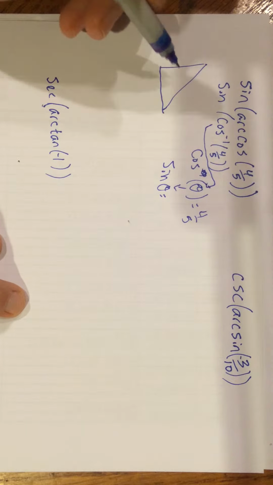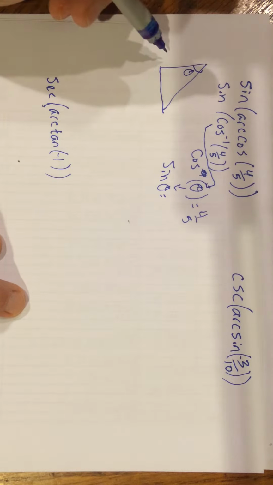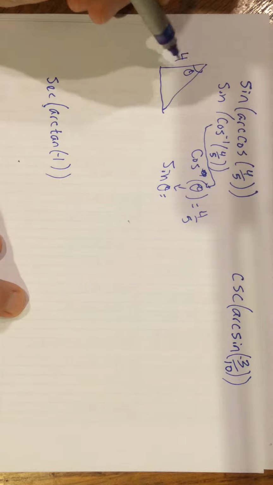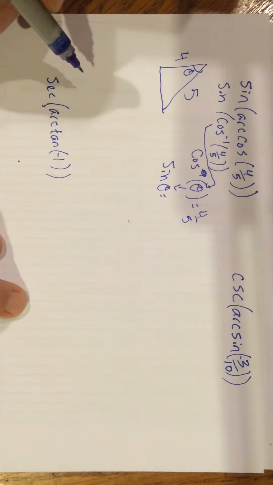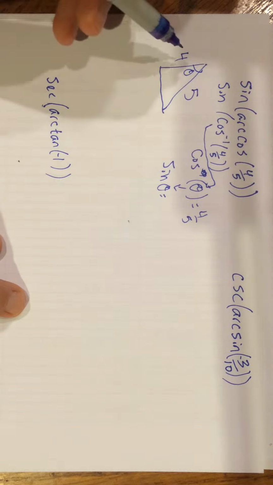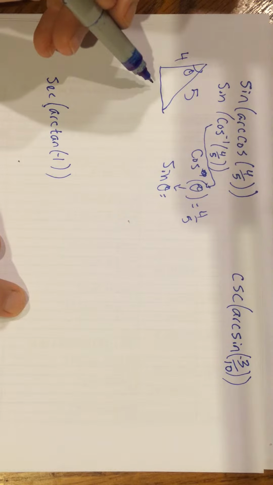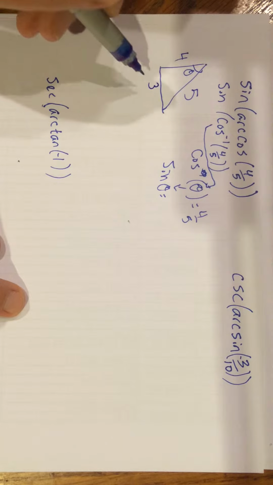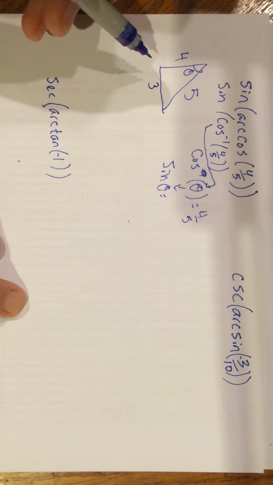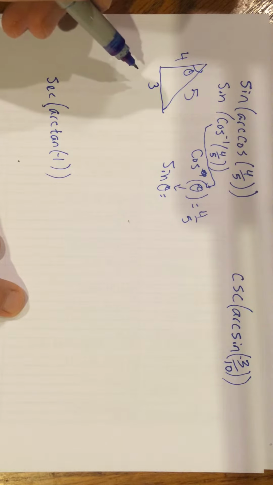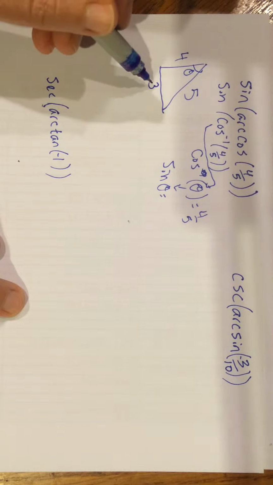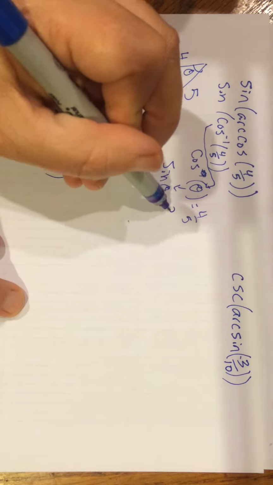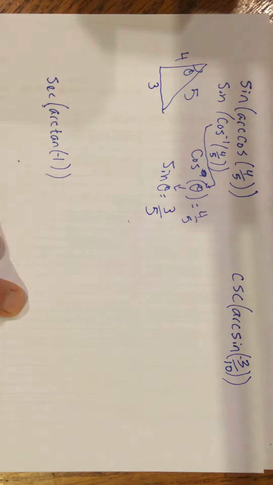So let's see. Cosine, well, I'll call it theta. Cosine is adjacent over hypotenuse. I can do the Pythagorean theorem: 16 plus o squared equals 25. So this is going to end up being 3, square root of 9. And I can say, okay, sine then is opposite over hypotenuse. So 3/5, and I'm done. That's what I'm looking for. I'm saying, what is sine of that exact same angle?